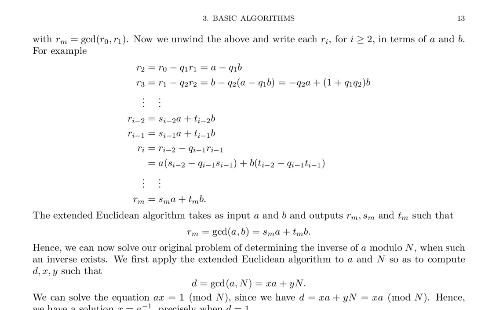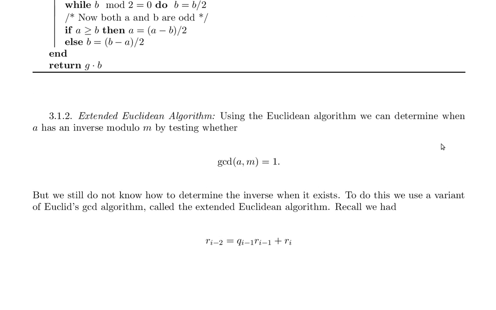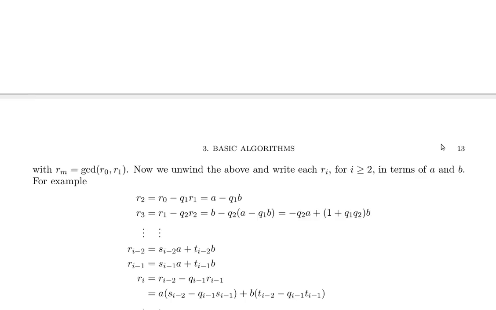For example, r_2 = r_0 - q_1 r_1 = a - q_1 b. r_3 = r_1 - q_2 r_2, which is equal to b - q_2 (a - q_1 b) = -q_2 a + (1 + q_1 q_2) b. This is the extended Euclidean algorithm.